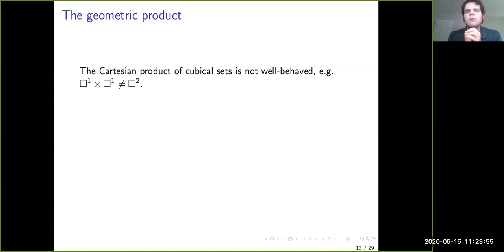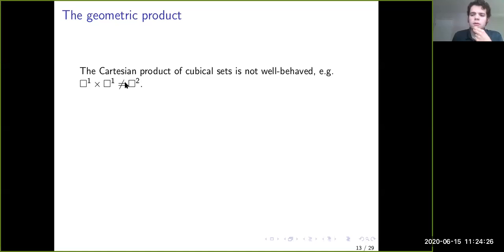Right, so when we were dealing with simplicial sets, we defined homotopies using the Cartesian product. Now, unfortunately, the Cartesian product for cubical sets is not quite as well behaved as we might like it to be. For instance, if we take a product of a pair of cubes, we would like to get a cube whose dimension is the sum of their 2 dimensions, like a product of 2 1 cubes. We would expect that to be a 2 cube.